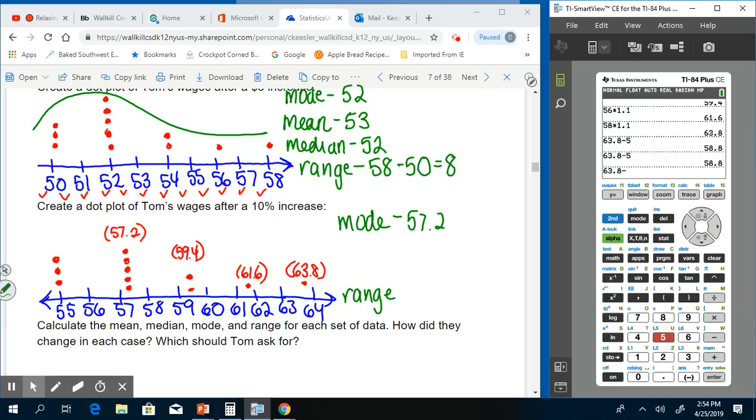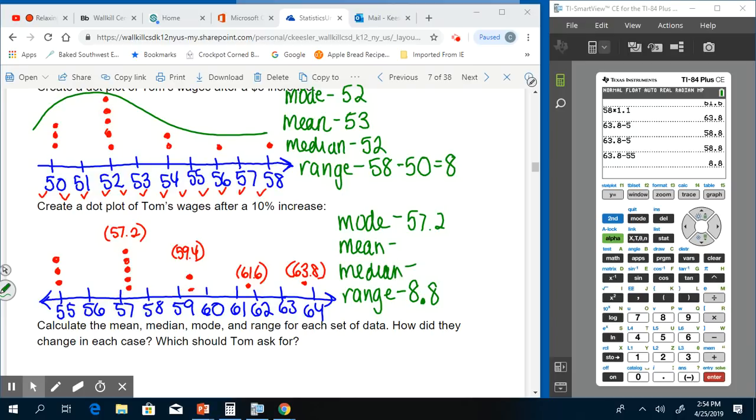63.8 minus 55 equals 8.8. So when we just did a $5 increase, the range did not change. But when we do a 10% increase, the range does increase by 0.8. All right, so now we have to calculate the mean and the median, and we're going to use our calculator once again to do that.